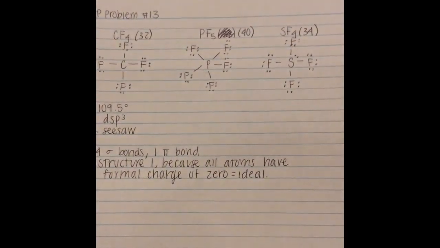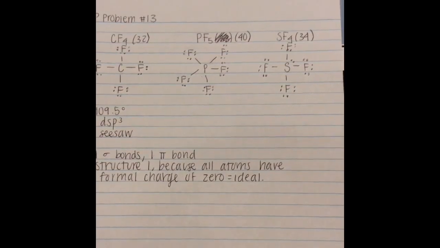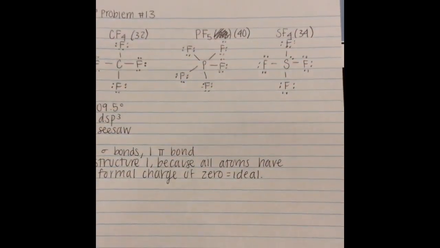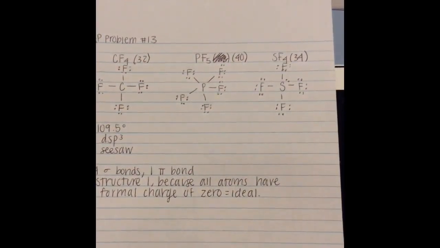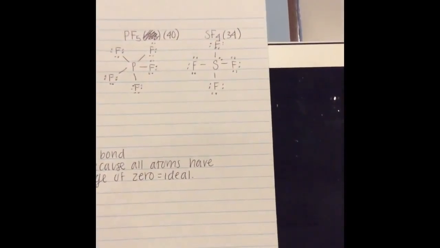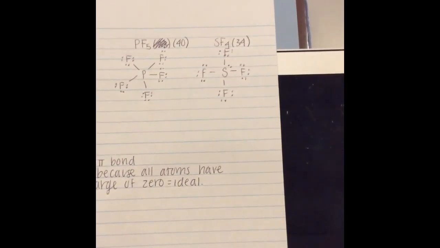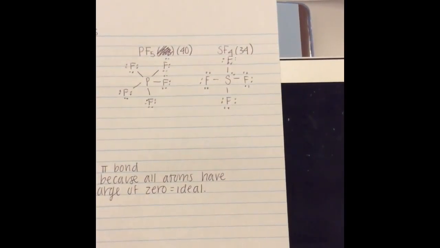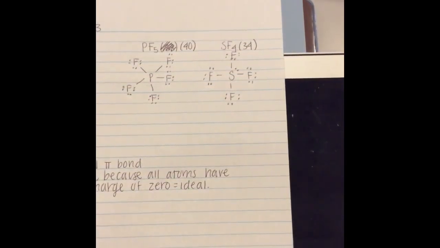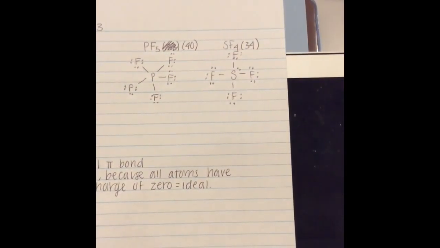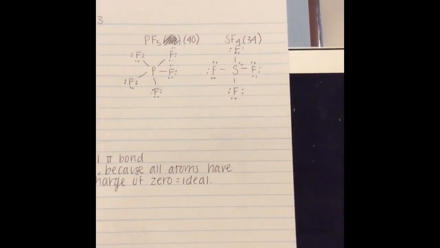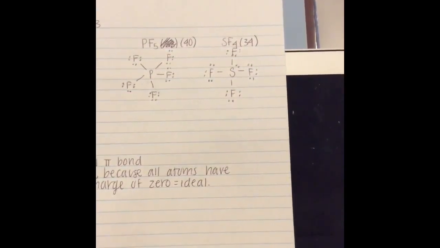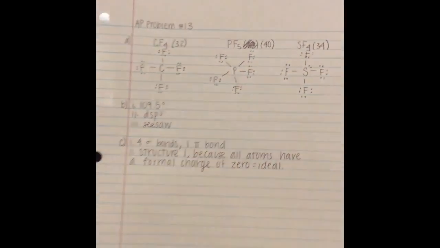For PF5, it needed 40 electrons, so I drew P as a central atom with 5 single bonds with fluorine at the end with all of its lone pairs again, and I did the same sort of math and I got 40. And then for SF4, it needed 34, so I had the 4 single bonds with F at the end and S as a central atom, and since S can break the octet rule, it can have its lone pair right there to get the correct amount of valence electrons.